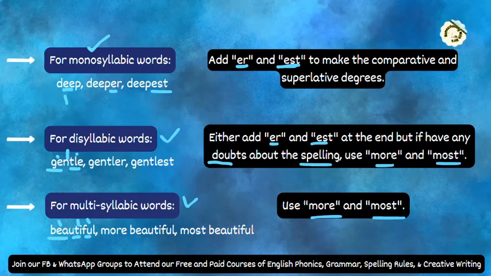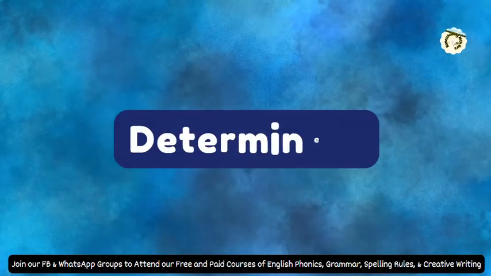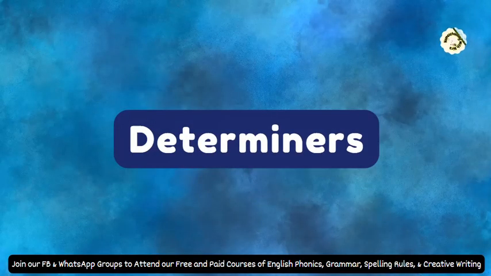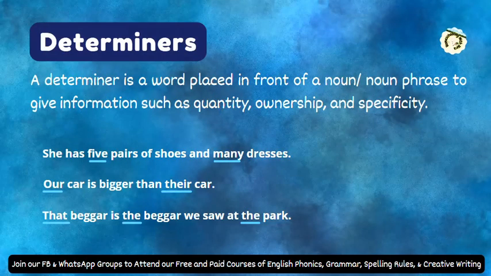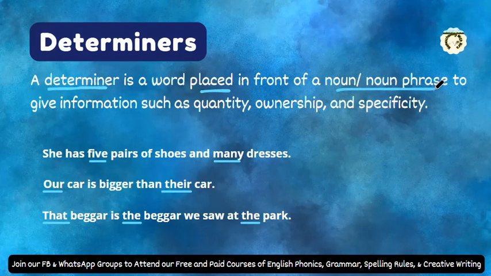Hope this is clear. And now we are moving to our next topic related to adjectives, but it's determiners. Way more important topic. If you haven't forgotten, I showed you the order of adjectives and their determiners were at number 1. So what are determiners? A determiner is a word placed in front of a noun or noun phrase to give information such as quantity, ownership and specificity.